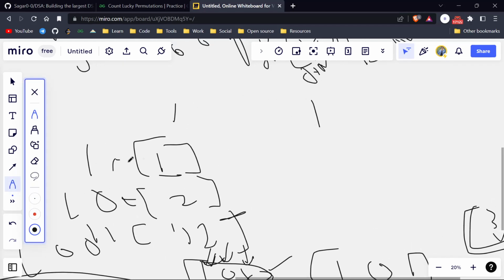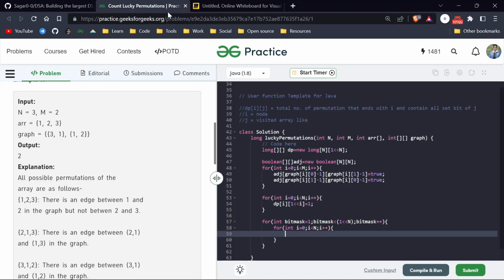And after that, the number ending with 1 but containing only 2 will obviously be 0, because there can be no permutation that ends with 1 and contains only 2. So after that we also have to start another loop for our second number. This i contains our first number and this j will represent our second number.